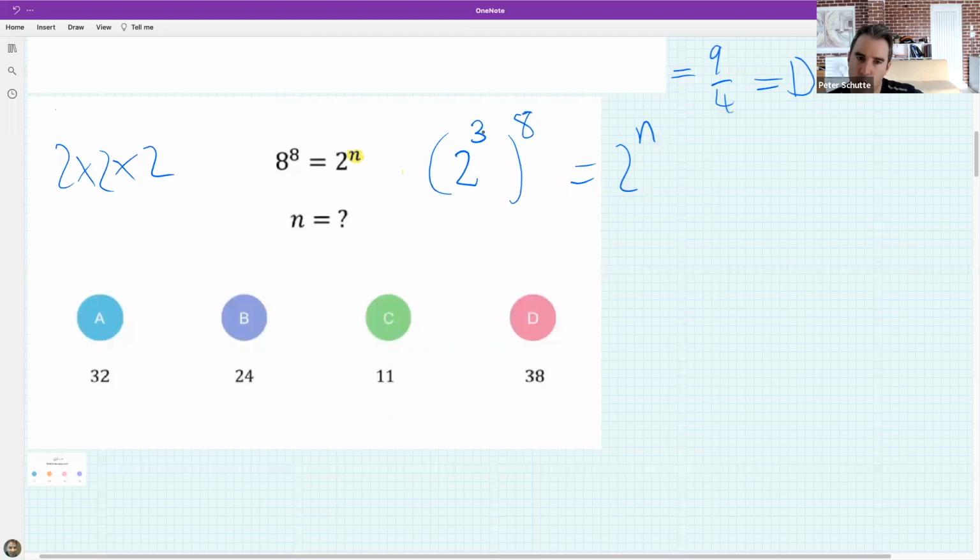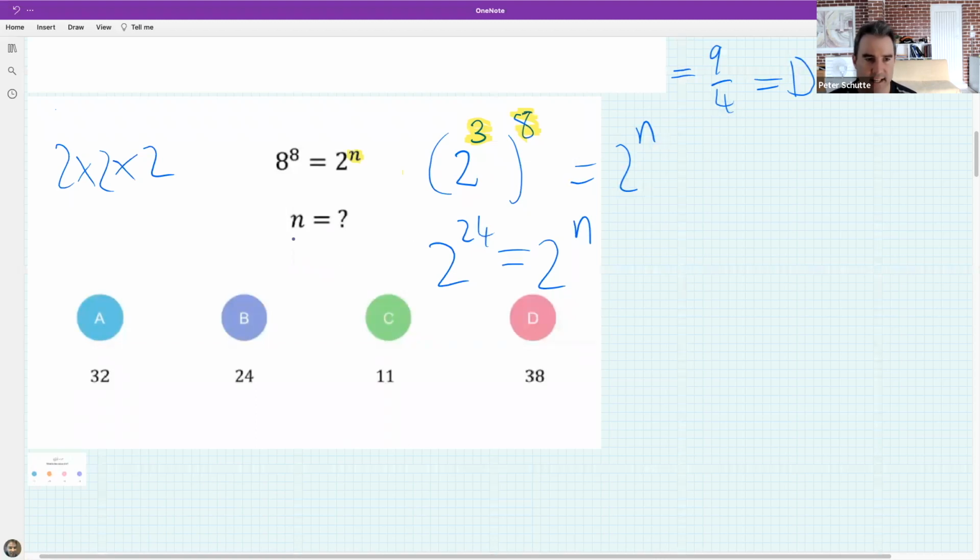So isn't there a law that says if there's a power next to a power, you can multiply them? There is. So how would you do that? You will multiply the inner exponent with the outer one. Perfect. And would you agree 3 times 8 is 24? Yes. Okay, 24.